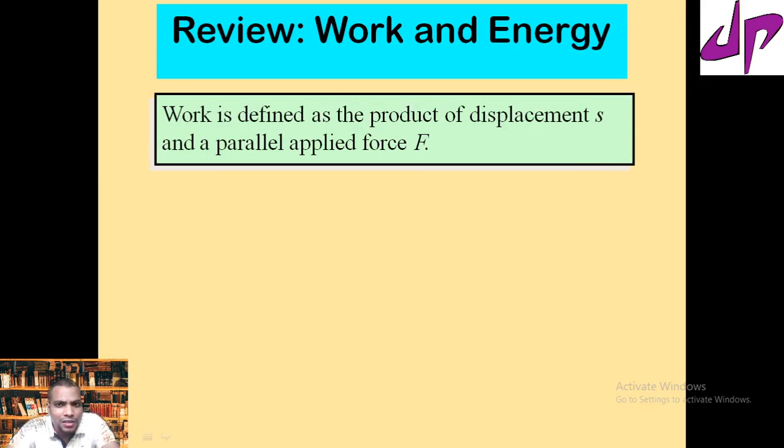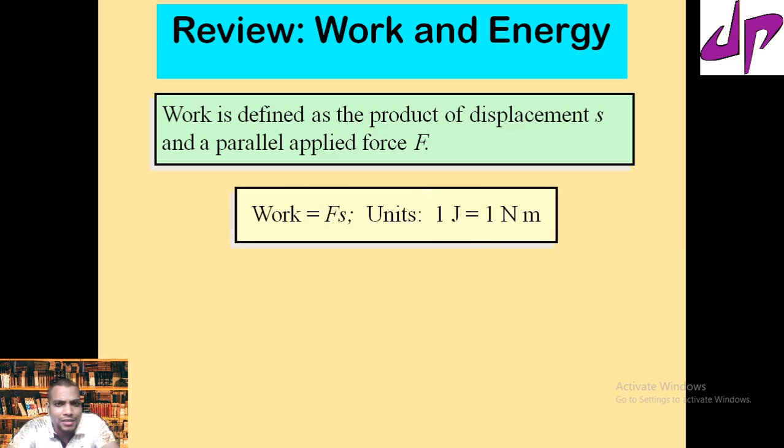So let's recall. I need to recall some earlier definitions that we learned in mechanics. First, the definition of work and energy. Work and energy are both related, and we also learned the work-energy theorem. So let's define work. Work is defined as the product of force and displacement, F dot S. The dot product of force and displacement we define as work. The unit of work is joules.